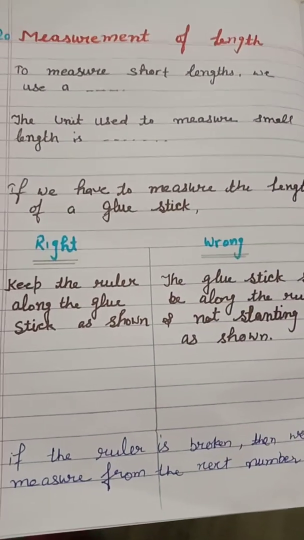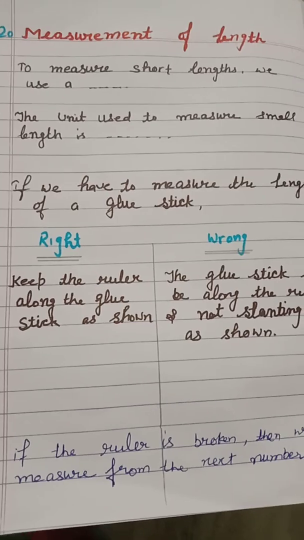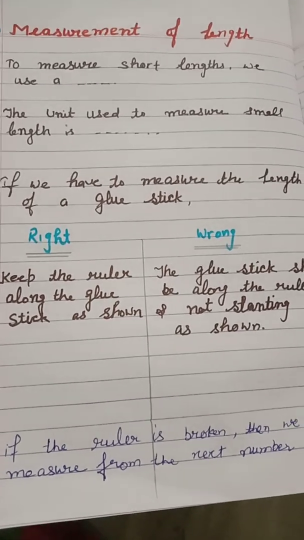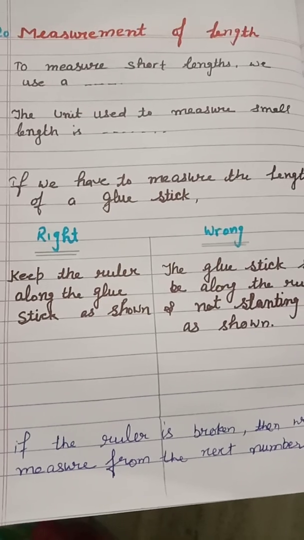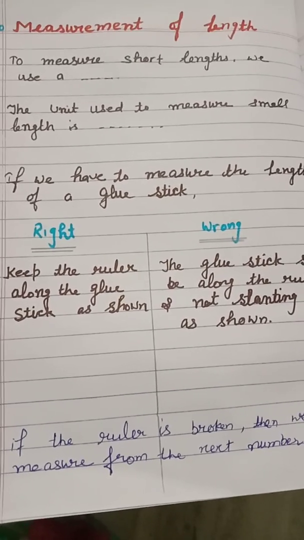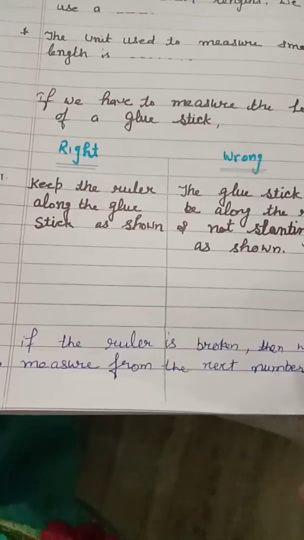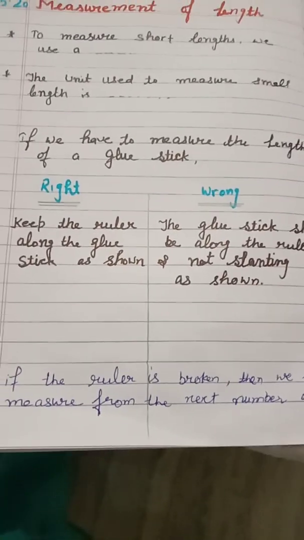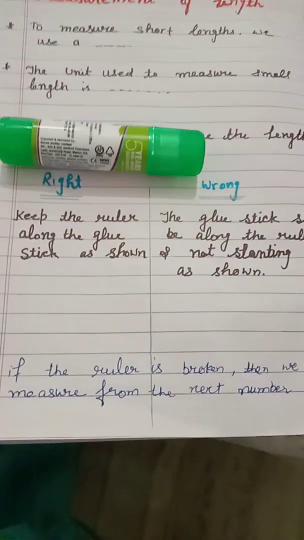So now we are starting the next concept, measurement of lengths. How do we measure the length? If we have to measure the length of a glue stick, there are two ways to measure the length of any object. First is the right method, second is the wrong method.